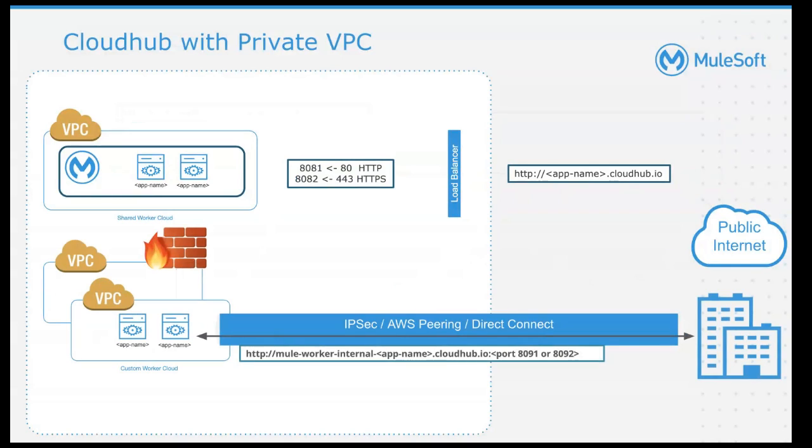Another thing is, once you have deployed all your applications in the CloudHub VPC, you also need a way to connect it to your data center. We have different options that we can talk about at a later stage, but usually we support IPsec, AWS peering if you're peering with your AWS data center, and then Direct Connect, which is a faster way to communicate with your data centers. So we support all three and some more.